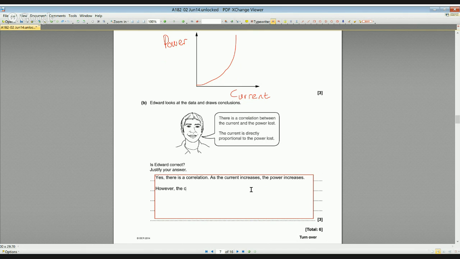So the current is not directly proportional to the power because it is not a straight line graph.